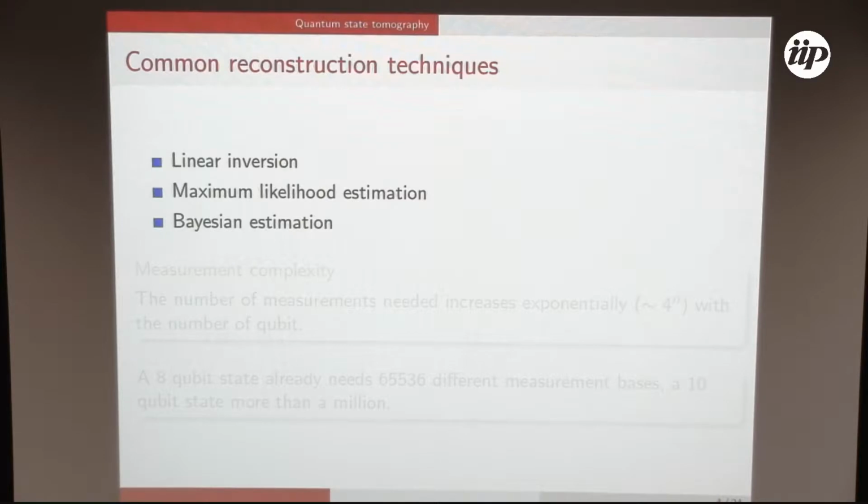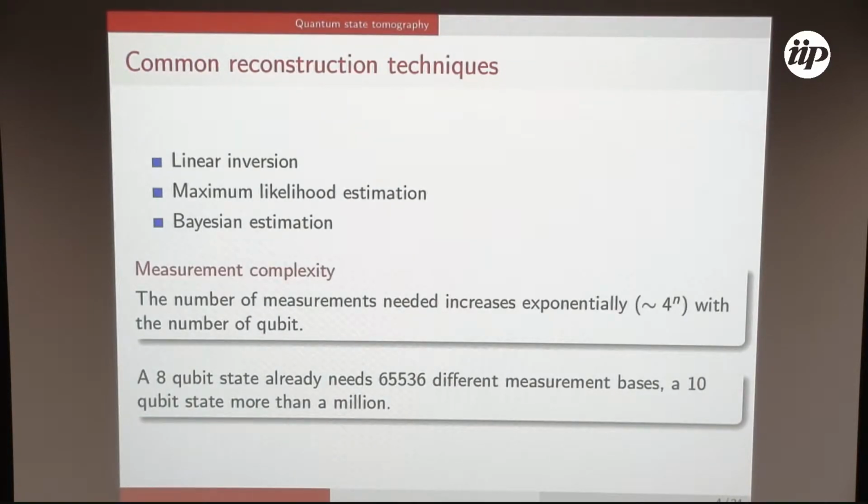These procedures have their drawbacks and their strong points, but they all have in common that they have a measurement complexity that increases exponentially with the number of qubits. By measurement complexity, of course, I mean the number of measurements needed to reconstruct the state. In particular, it scales as 4 to the n. So this means that an 8-qubit state already needs more than 65,000 different measurement bases, and if we go up to 10 qubits, we are already over 1 million. This is a serious experimental problem.